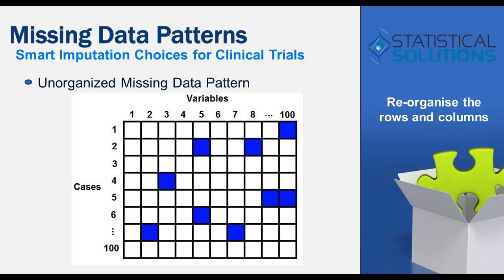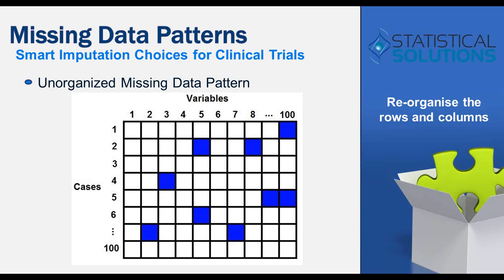So at the moment here, it's quite scattered throughout the data set. There's no real order, and there's no real idea of which one to impute first. If I am going to use imputation, which one do I go about filling in first? So there's a method of reorganizing the rows and the columns, because at the end of the day, it doesn't matter which order they're in when you're doing analysis.